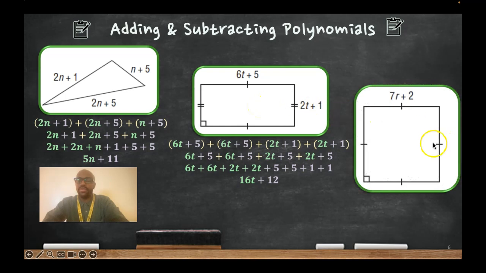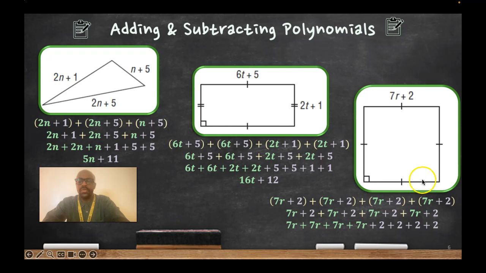All right, and then our last one for perimeter. You have one dash on each one of these sides. So what that's telling you is all of these sides are the exact same measurement. So in order to find the perimeter, I need 7r plus 2 plus 7r plus 2 plus 7r plus 2 plus 7r plus 2. All four sides are the same measurement, so it would look like this. And then from here, when we group the like terms, we would get 28r. And then when we group these like terms, when it comes to our constants, we should get 8. So we should get 28r plus 8. And that would be the perimeter of this square here, while this is the perimeter for this rectangle, and this is the perimeter for this triangle.